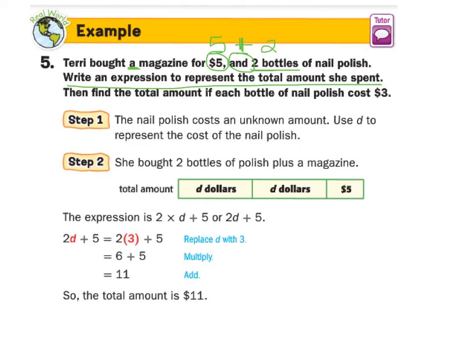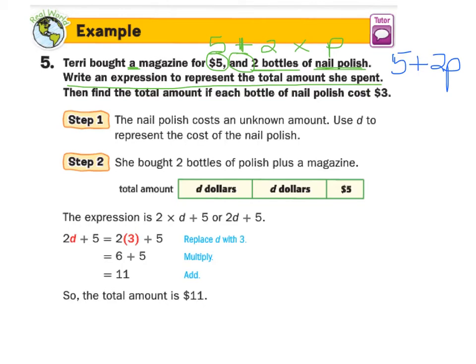So to find the cost of 2 bottles, I would add them together, or I would use the shortcut of multiplication. So polish we'll call P. So 2 bottles times the polish. So I would write my expression that I'd have 5 plus 2 P's.